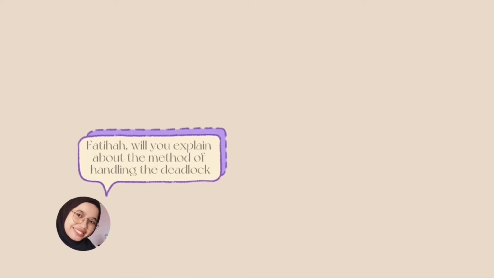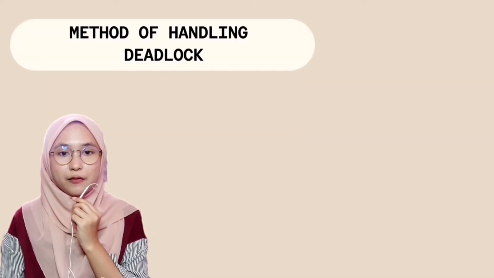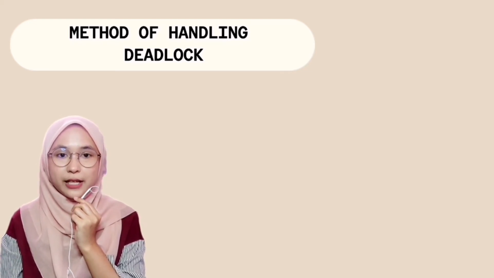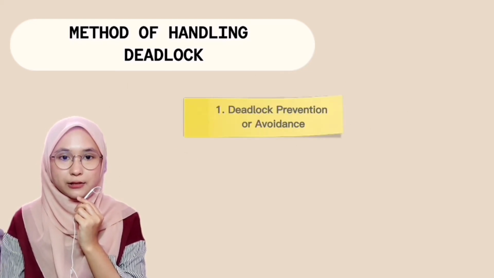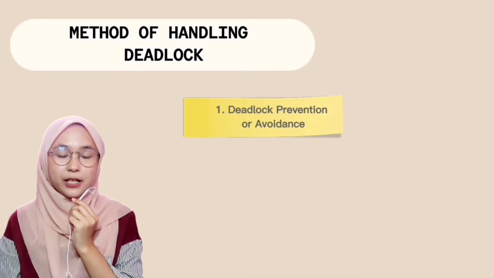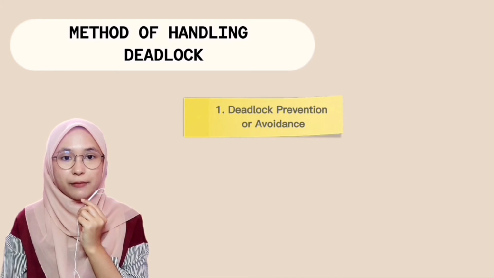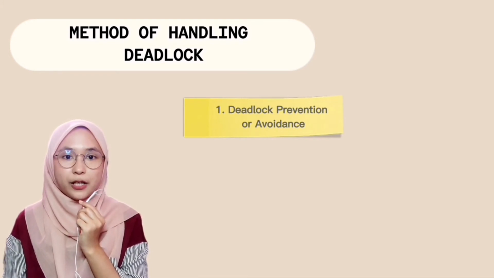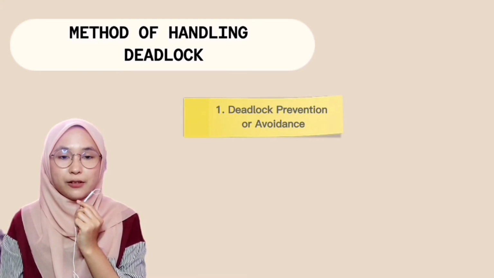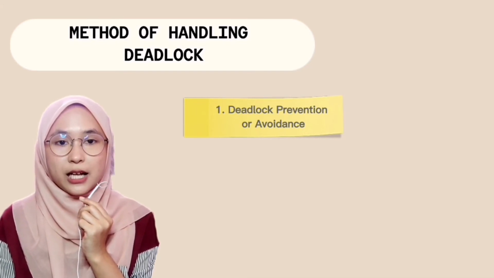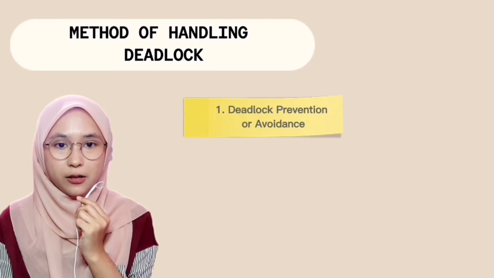Fatihah, will you explain about the methods for handling deadlock? I will explain several methods of handling deadlock. So the first one is deadlock prevention or avoidance. Deadlock prevention is done by negating one of the four conditions or characterizations that my friend has stated before. For deadlock avoidance, we must make an assumption when we adopt the avoidance technique. In this method, we use the Banker's algorithm to avoid the deadlock.